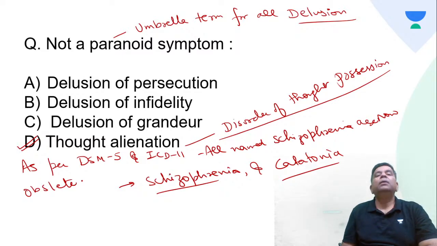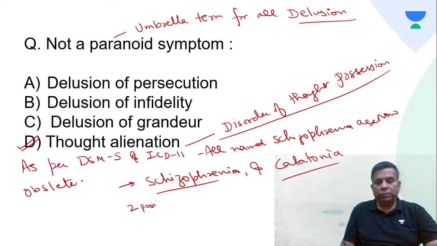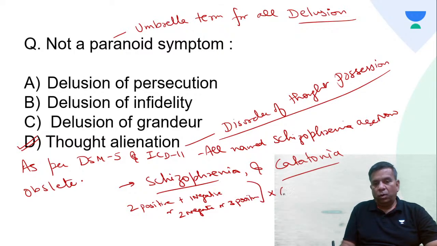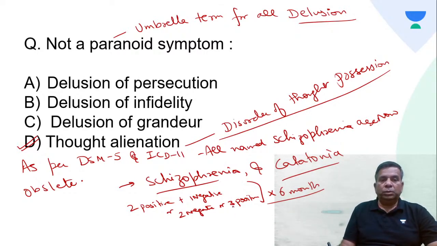Okay. And what is schizophrenia? Two positive plus one negative, or two negative, or three positive symptoms for 6 months as per DSM-5 and 1 month as per ICD-11 is schizophrenia. So that is the importance of the positive and negative symptoms.